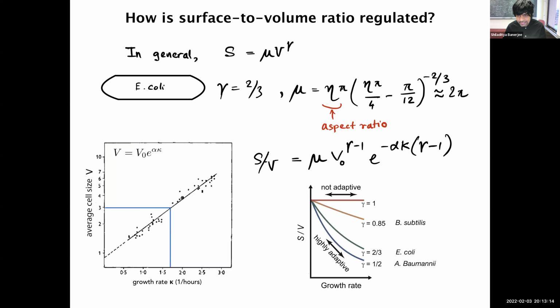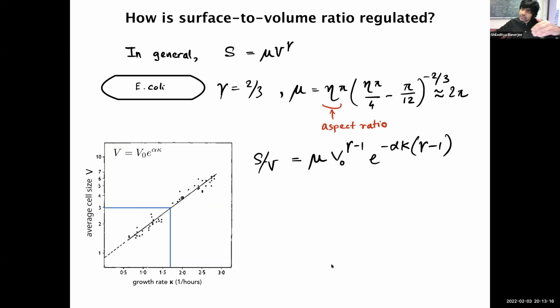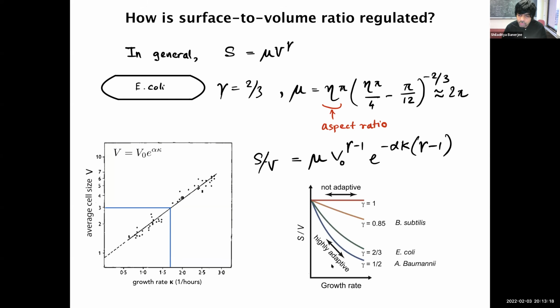So something like this. Surface to volume ratio decreases with growth rate. Now, why is that? If the cells are growing very fast, that means they have a lot of nutrients. And if cells are starved, they have fewer nutrients. Sorry, their growth rate is very small, right? So what bacteria do is increase their surface to volume ratio when they are starved or in nutrient poor medium, okay? And that's an adaptive response.